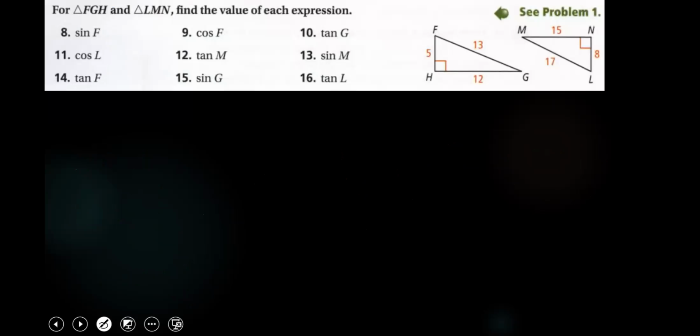This is problem 1. Before solving this one here, I will stop now. I will give you 5 minutes as a break. Then we will continue the next lesson.